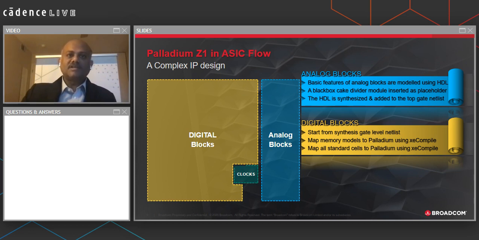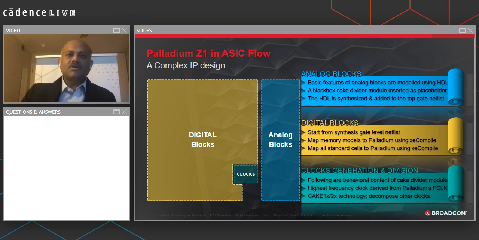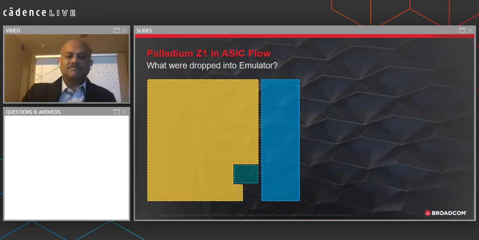As a part of clock generation and division, Palladium's F clock is mapped to the highest frequency clock of the design. In that case, we use Palladium's clock 1x technology. Otherwise, if Palladium's F clock is divided by 2 and then mapped to the highest frequency clock of the design, then we use Palladium clock 2x technology. All other clocks are further decomposed from the design's highest clock. The divided clocks are ported to the clock divider module in the analog block.